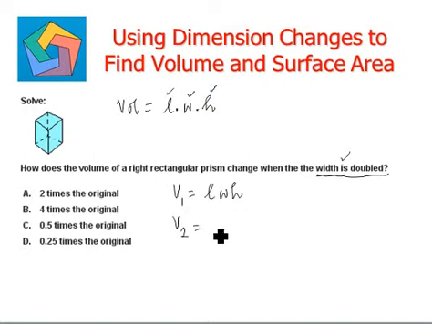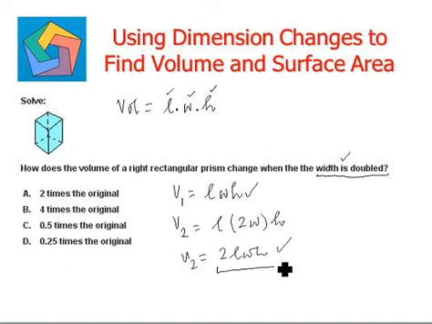It is L times 2W because the width is doubled, and H. So this becomes 2LWH. If we compare V1 with V2, we see that the volume has doubled. That means the original volume has doubled when the width has doubled. That means 2 times the original is the answer, which is in option A. Let's look at the next question.